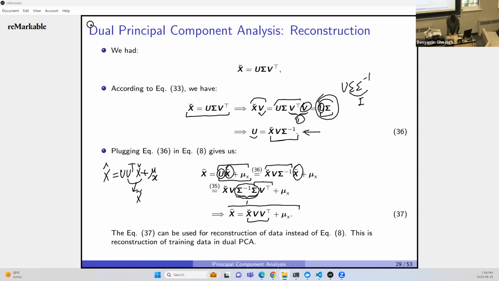And what is this? This is reconstruction in dual PCA, reconstruction of training data in dual PCA. Although reconstruction in direct PCA was this. Okay.